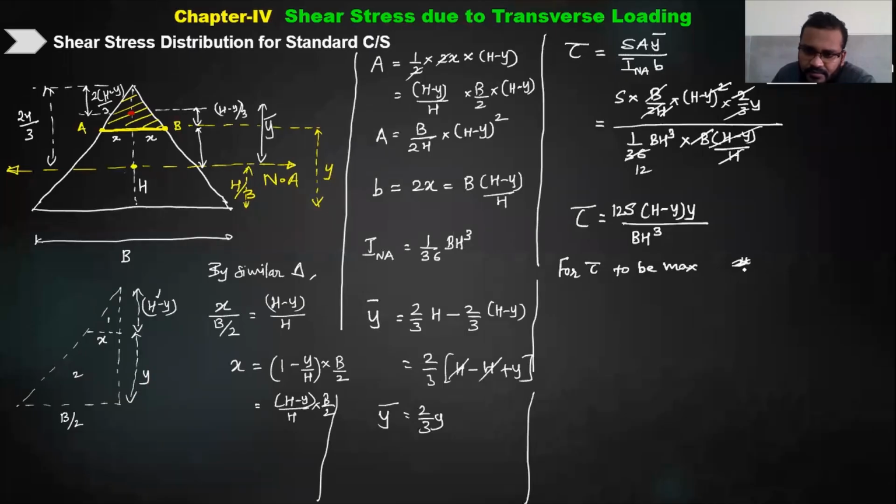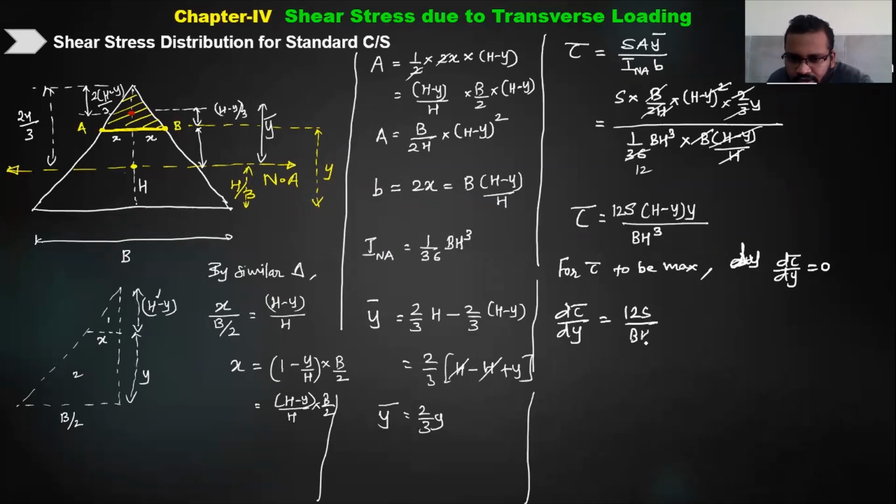The first derivative must be 0. One minute, let me erase. So if my first derivative is 0, let us try to solve for the first derivative. Once again I'm writing here, d tau by dy is 0. So if I differentiate this with respect to y, 12S by bh cube is constant, so I can write d(hy minus y square) by dy equal to 12S by bh cube. It's a constant into the derivative of this.